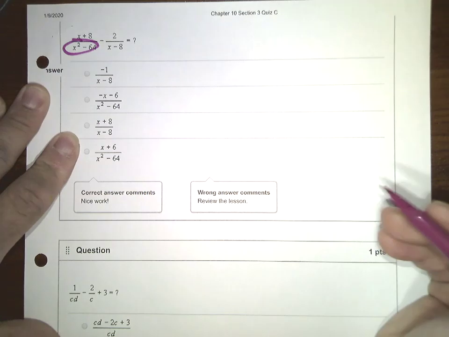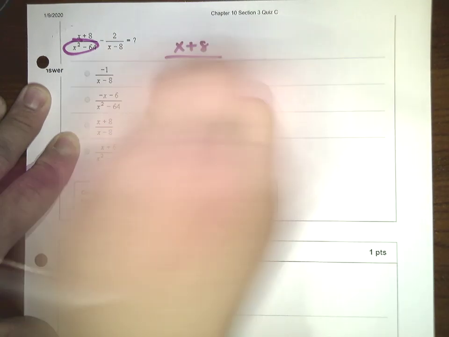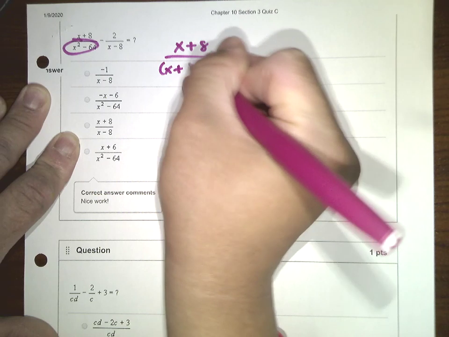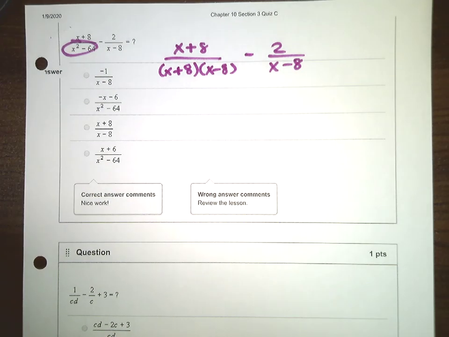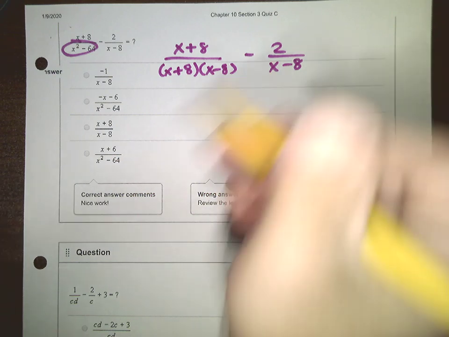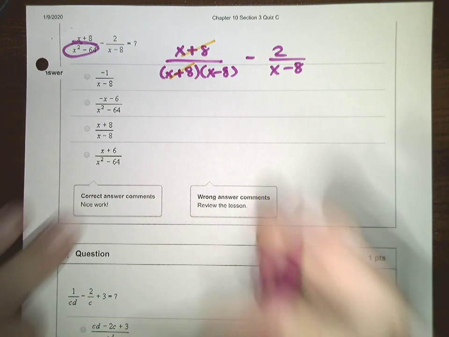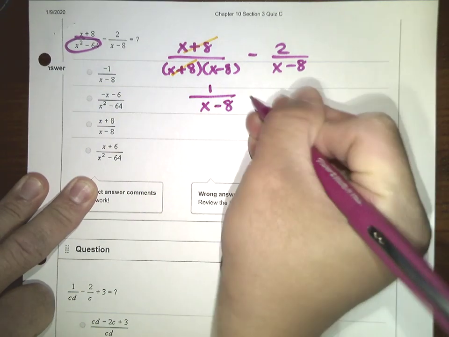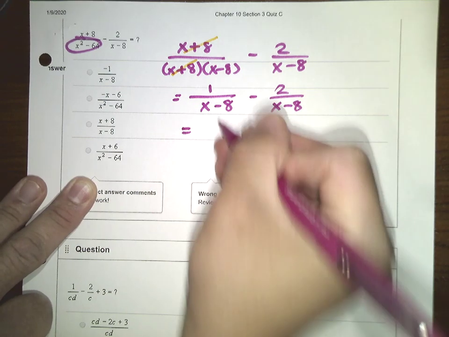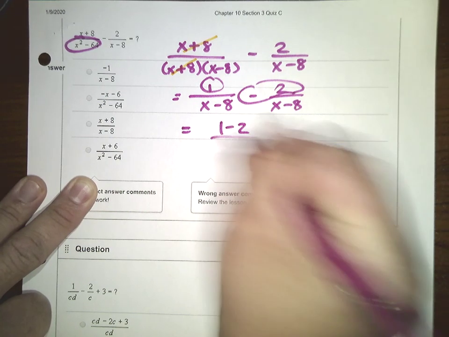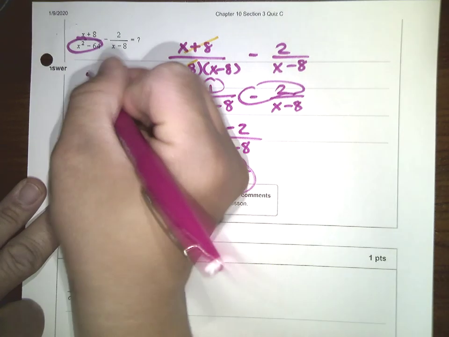So I need to make sure that I start by factoring the numerators and denominators. So I have x plus 8 over, that's a difference of two perfect squares. So x plus 8, x minus 8, and then minus 2 over x minus 8. Now, if you look carefully here, these are both x plus 8, so the x plus 8's divide out, and then you have 1 over x minus 8 minus 2 over x minus 8, and these already have a common denominator. So it's 1 minus 2 over x minus 8, and then 1 minus 2 is negative 1. So negative 1 over x minus 8.